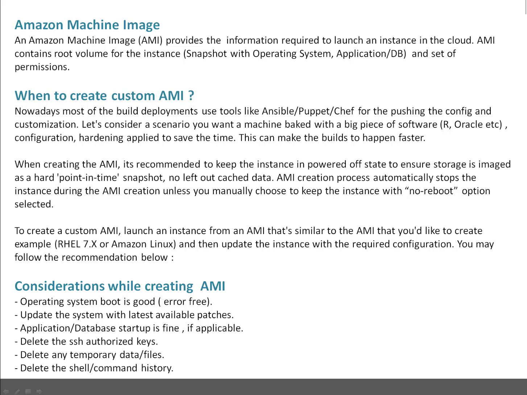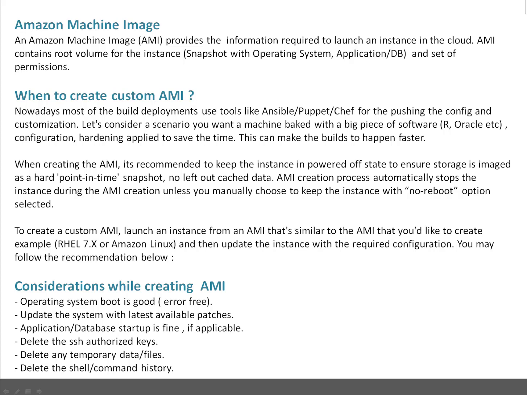Then you can update the instance with all the required configuration. For example, you have to install Apache packages, you have to do Apache configuration, you have to apply some security recommendations, and so on. Once that is done, you can create the AMI. I have documented a couple of considerations while creating a Linux AMI. First of all, you have to verify that the operating system boot is good, meaning it's error-free.